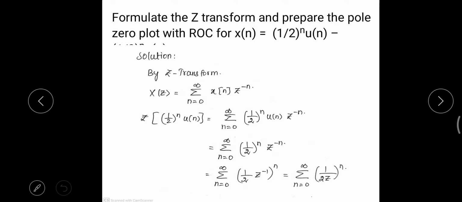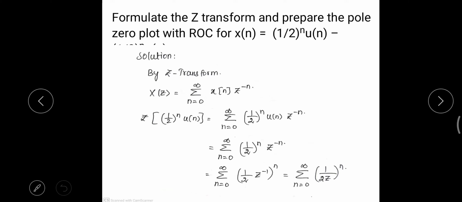Okay. So here I have taken: formulate the Z transform and prepare the pole-zero plot with ROC for x of n is equal to (1 by 2) whole power n u of n minus (1 by 3) whole power n u of n. Here I have given two different signals. One is nothing but (1 by 2) whole power n u of n. The other one is nothing but (1 by 3) whole power n u of n. Now we can find the Z transform separately.